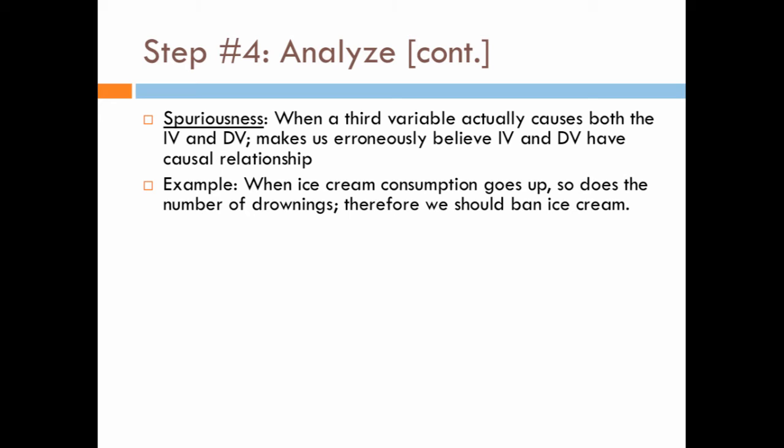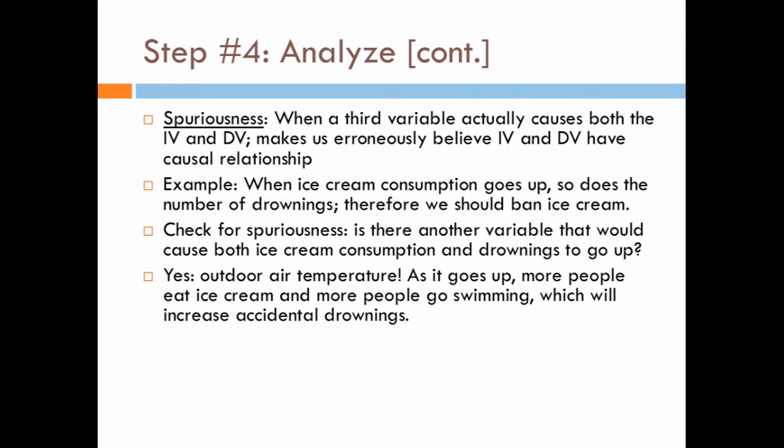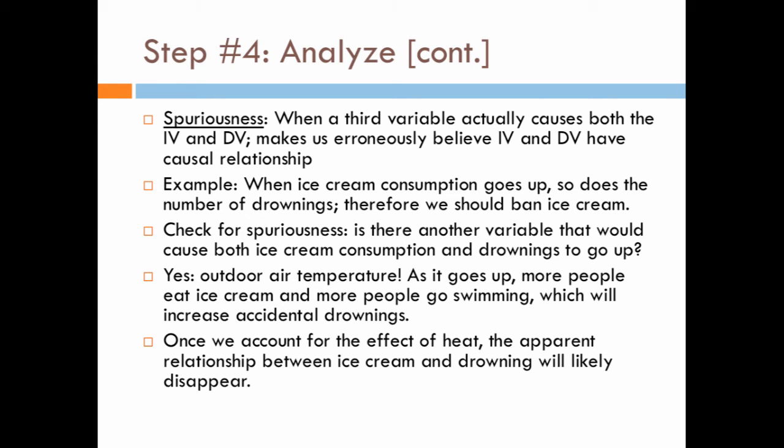As a result, we might conclude that we need a policy to ban ice cream. This is absolutely silly, right? It's a funny example. So let's check for spuriousness. Is there another variable that would cause both ice cream consumption and the number of drownings to go up? Of course there is, right? Outdoor air temperature. As the temperature goes up, more people eat ice cream and more people go swimming, which will increase accidental drownings. In short, once we account for the effect of heat, the apparent relationship between ice cream and drowning completely disappears.